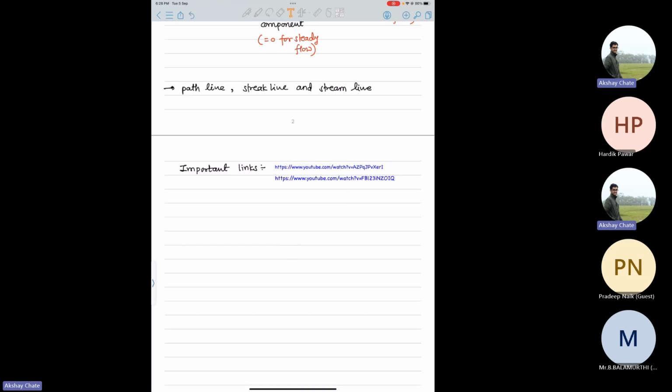Okay, so now we'll spend more time on streamlines, because streamline is the important concept as far as our course discussion here is concerned. So, first of all, the equation of streamline, or what it is. By definition, it is an imaginary line. It's not a real line.